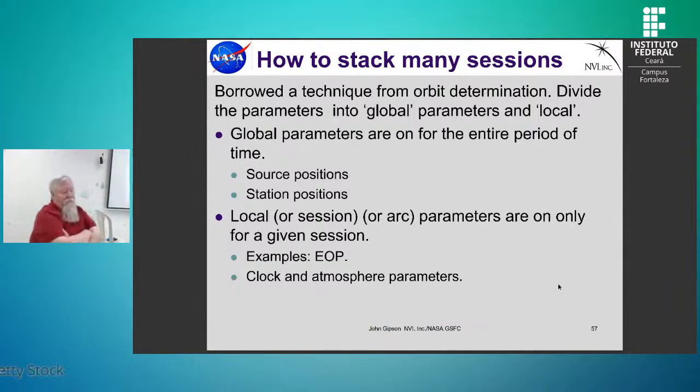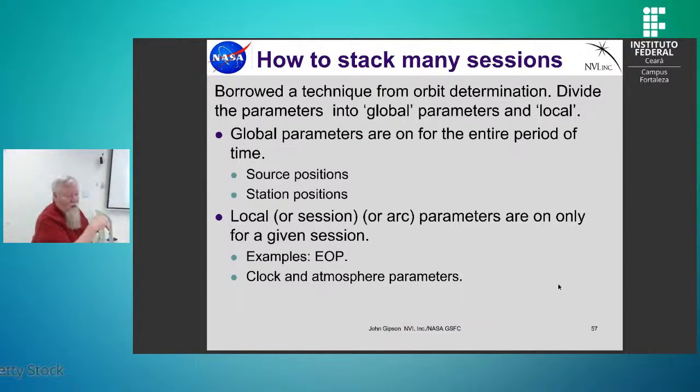One of the issues you have is that when you do these global solutions, you end up having really, really big matrices. And we use a technique which we borrowed from orbit determination back in the 1980s. And when they're doing orbit determination, they will break the parameters into two parts.